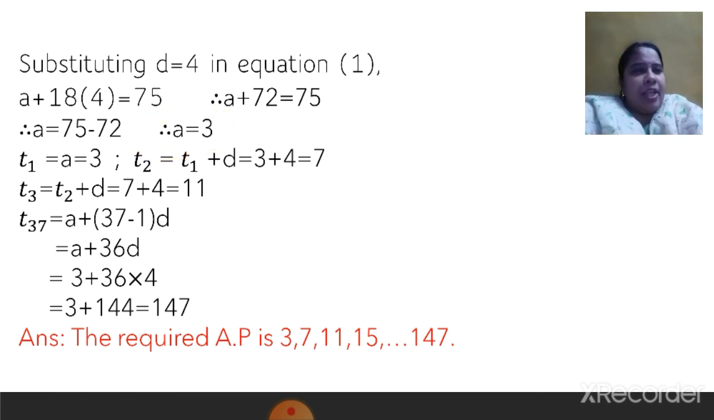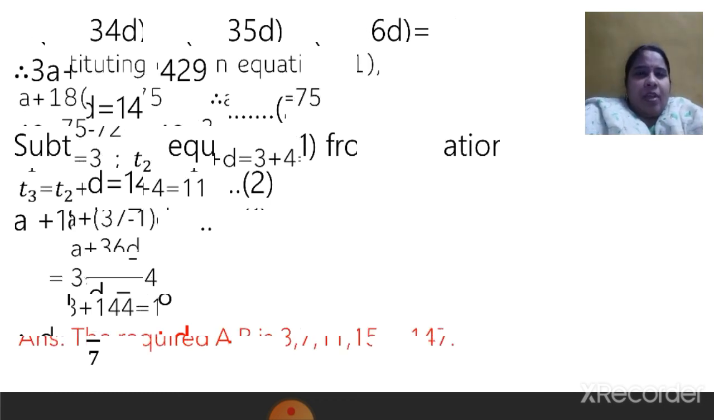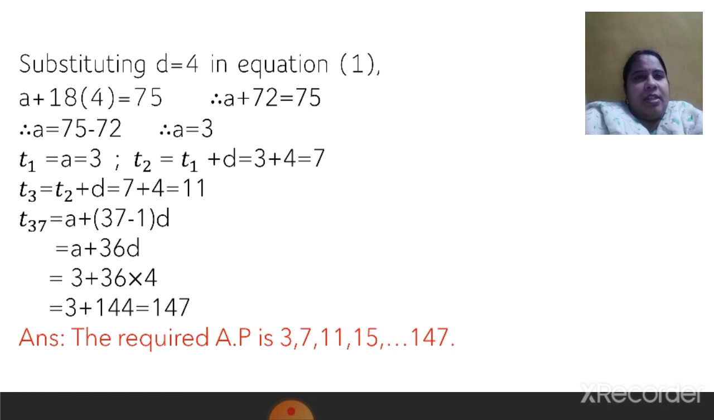Now you have got a and d. Find out at least 3 terms. Correct? So T1 is automatically a, that is 3. T2 is nothing but T1 plus d, that is 3 plus 4, 7. T3 is T2 plus d, that is 7 plus 4, that is equal to 11. Okay? So you get the 3 terms as 3, 7 and 11.